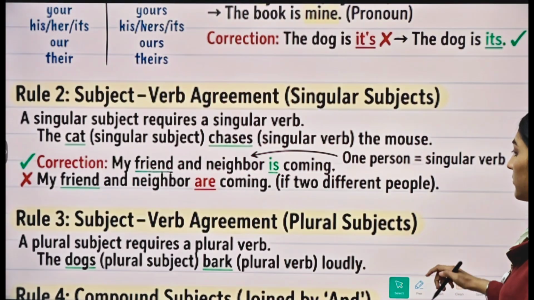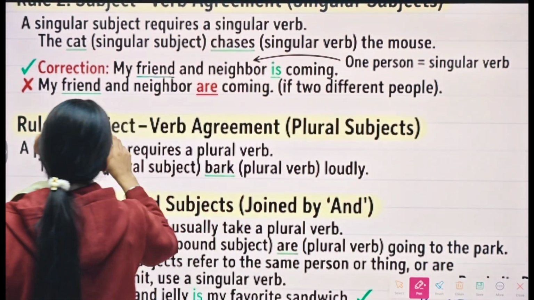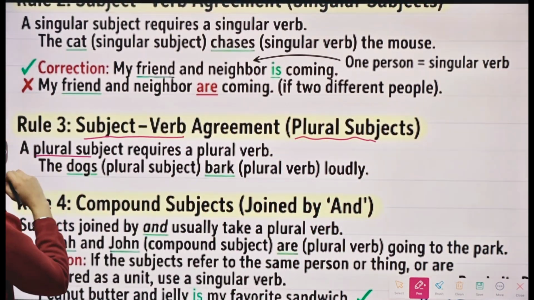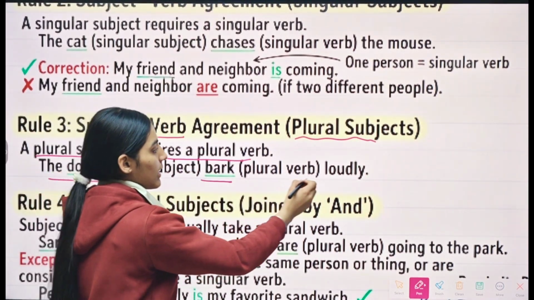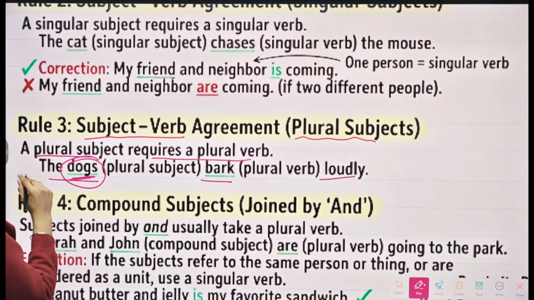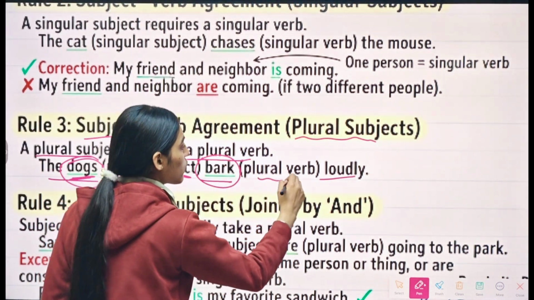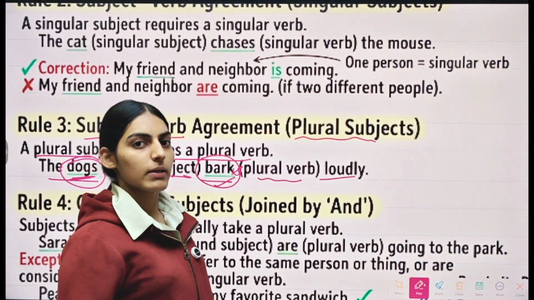Now moving on, we have the third one, as I told you. Yes. So the third rule says subject-verb agreement, the plural subject. Let's see. A plural subject requires a plural verb. The dogs bark loudly. So here dogs is a plural form of dog. It behaves as a plural subject. Along with that, we will use the plural verb bark, not using barks. Barks becomes wrong.